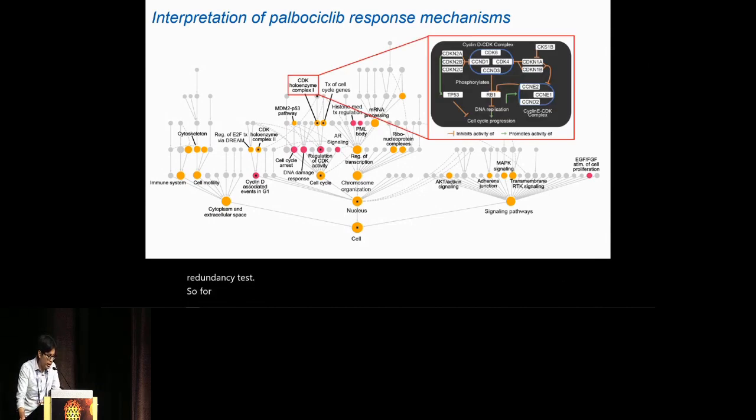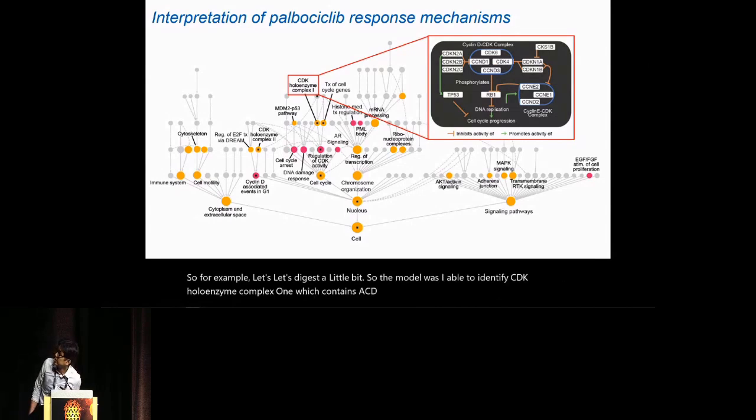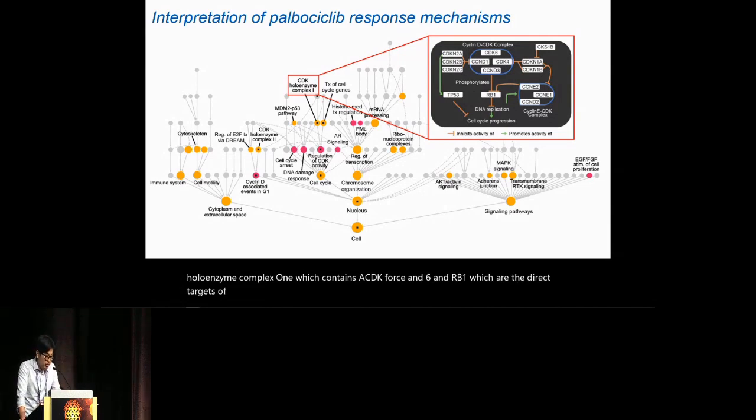The model was able to identify CDK holoenzyme complex 1, which contains CDK4 and 6 and RB1, which are the direct targets of palbociclib and the downstream of the direct targets, which was good to see because it can serve as a positive control.